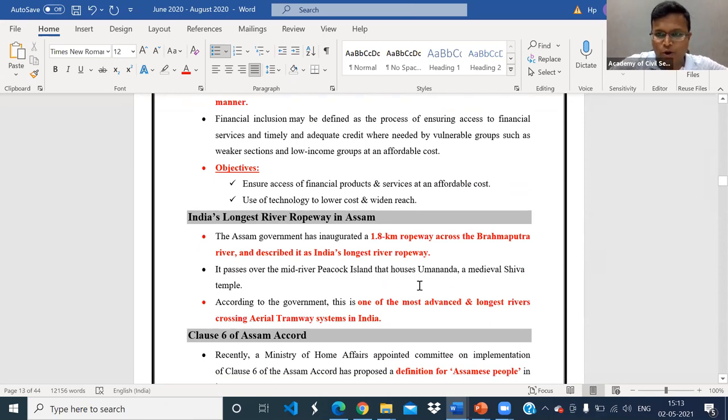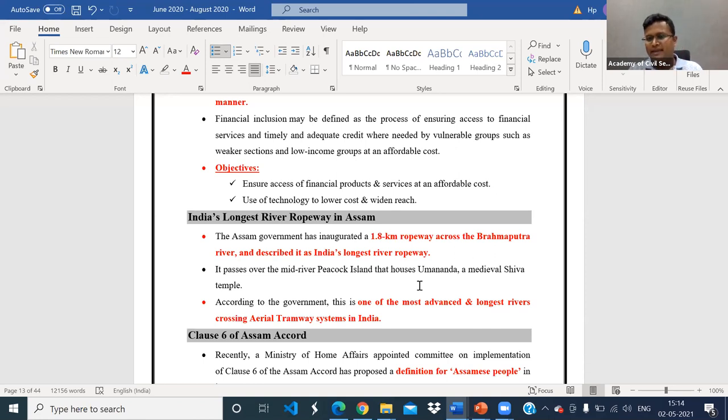A 1.8 kilometer river ropeway, above the river, where you can use the cable car and move, has been opened on the Brahmaputra River in Assam. Assam has a lot of speciality. The longest river bridge in India is the Bhupen Hazarika Setu, connecting the cities of Dhola and Sadiya in the state of Assam. The longest rail bridge in India is also in Assam, the Bogibeel Bridge, connecting the city of Dibrugarh with Dhemaji and Arunachal Pradesh. Dhemaji is in Assam, and other cities of Arunachal Pradesh like Pasighat are connected as well. Then the longest river ropeway is also in the state of Assam.